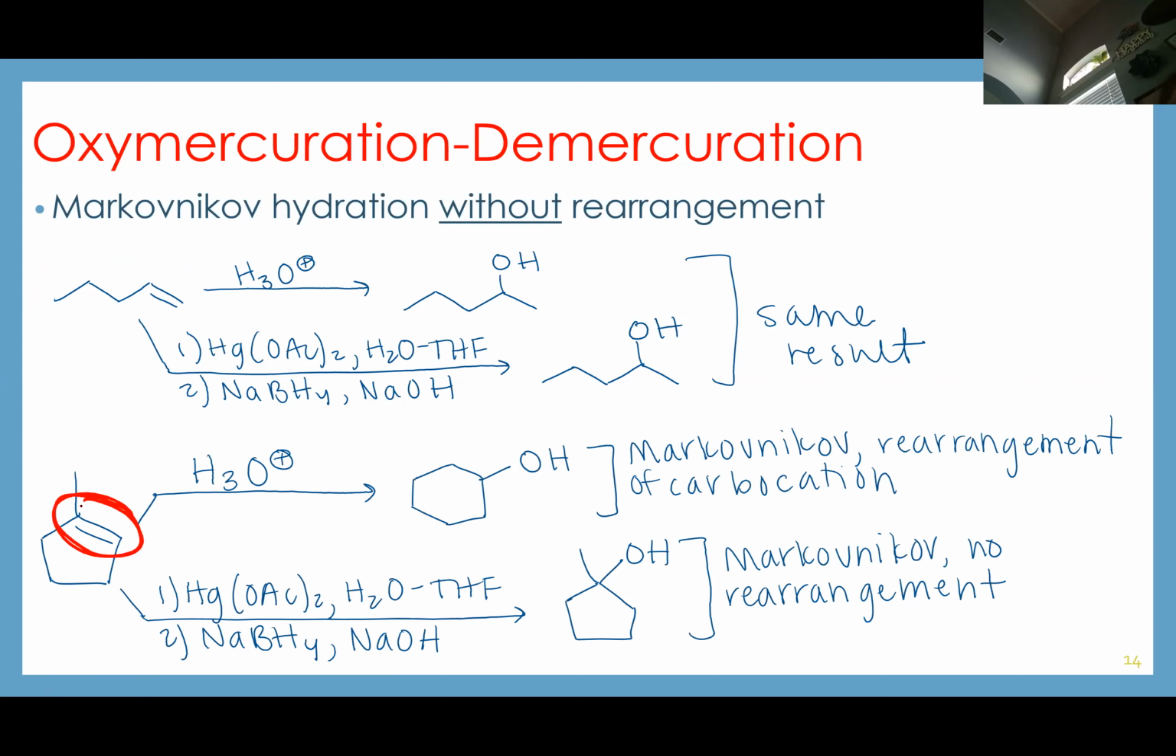So if we just did this in H3O+, we would end up doing a ring expansion, and we would end up with cyclohexanol as our product. But if we did this with oxymercuration demercuration, we would just end up putting our hydrogen here. We'd have a carbocation here. We would end up attaching our alcohol right there. So it's still Markovnikov. We're not getting the least substituted product, but there is no rearrangement. Do we see the difference between these two?